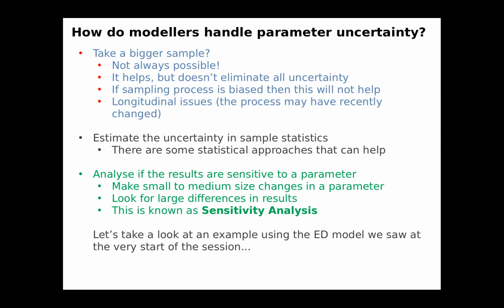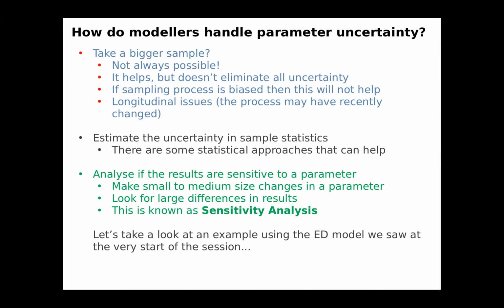And also longitudinal issues. So as I said, the problem with things changing, so the last 18 months will look very different. And basically the last 18 months have mucked up forecasting for obvious reasons. So another way we can approach it would be to try to estimate the uncertainty using sample statistics. And there's various stats approaches that you can use to help you do that. But a really nice way that you can approach it is to use something called sensitivity analysis.